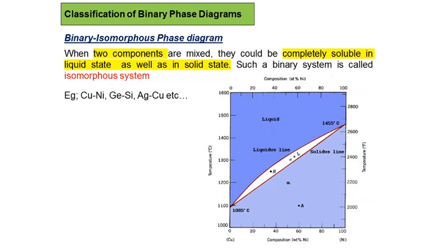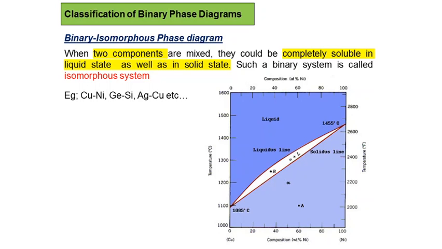We have a region which is completely liquid, and a region which is completely solid. The liquid phase is a single phase region. The solid phase is again a single phase region. The liquid plus solid region, which lies between the solidus and liquidus lines, we will call a two-phase region, which consists of molten liquid as well as solidifying solid parts.